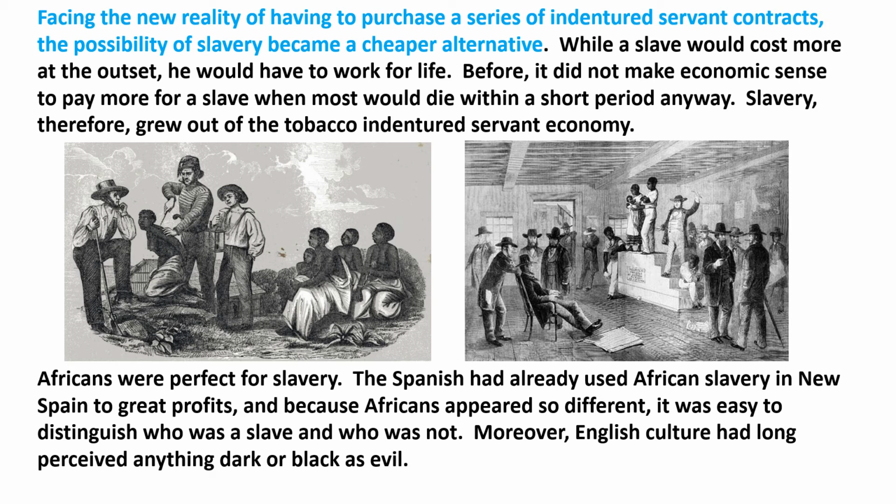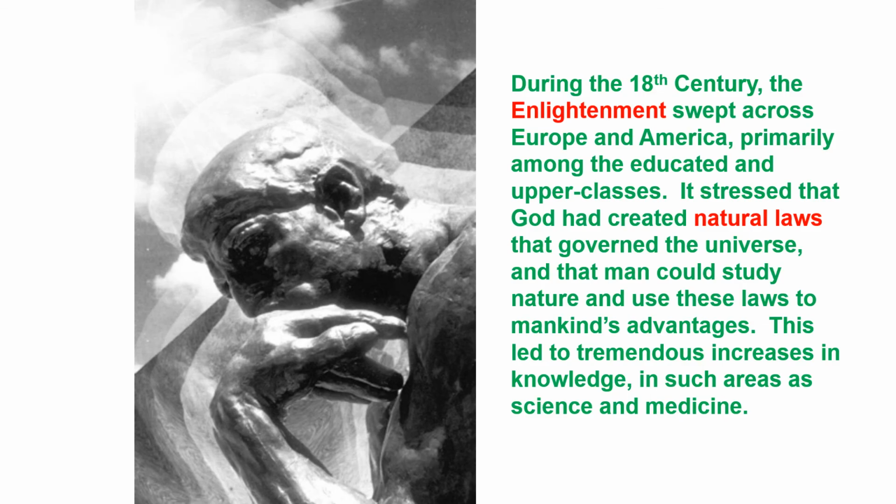Now, Africans were seen as perfect for slavery. The Spanish had already used African slavery in New Spain to great profits, and because Africans appeared so different, it was easy to distinguish between who was a slave and who was not. Moreover, English culture had long perceived anything dark or black as evil. So the growth of these colonies, the immigration and the development of slavery sort of defined the 17th century.